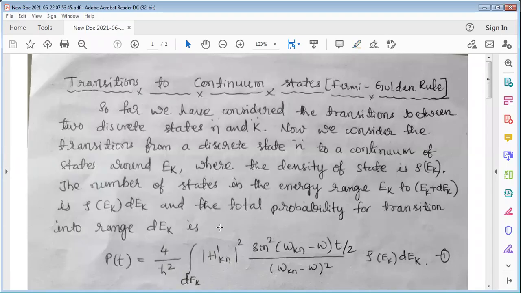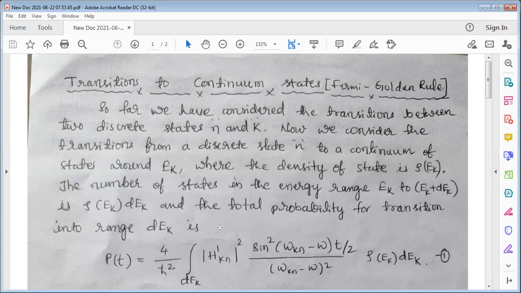Hello, student. Welcome back to this topic of time-dependent perturbation theory. So far we have seen the transition from state n to state k, where we had assumed that both the states, the state n as well as the state k, were discrete ones.